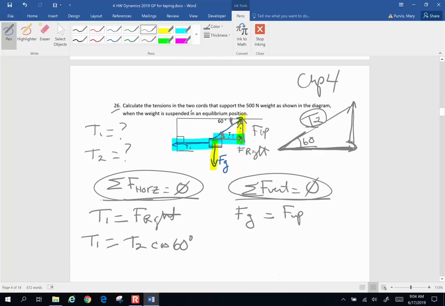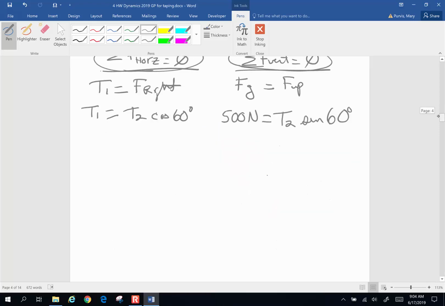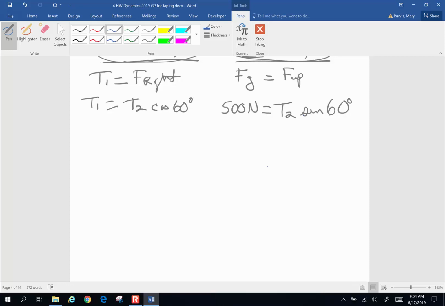That's going to be the sum of my horizontal forces. Vertically, my force of gravity, we actually know that. We were told the weight of this object is 500 newtons, and newtons is a force, so we don't have to do anything to that to make it a force. And the force up is this side of my vector triangle, which is going to be my hypotenuse, T2, and this is the opposite side from my angle, so I'm going to use the sine of 60 degrees. Mathematically, what we're going to do at this point is solve for T2. Once I have T2, I'm going to shove T2 over here, and then I can solve for T1. So let's go ahead and solve for T2.